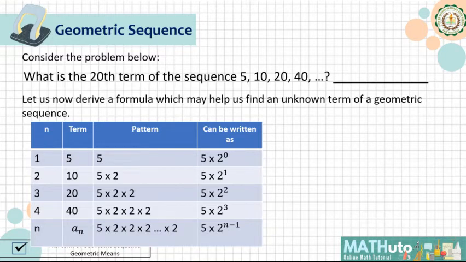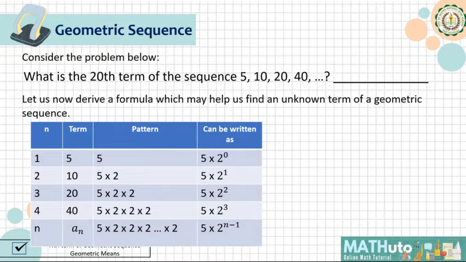Take a look at the table below. Here we have the terms of the sequence 5, 10, 20, and 40. For the nth term, we have a sub n. For the first term, that is just 5, the pattern can be written as 5 times 2 raised to 0, wherein 2 raised to 0 is always equal to 1. Any number raised to 0 is 1.